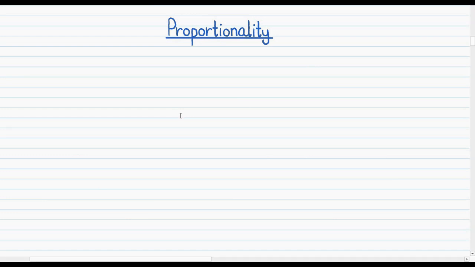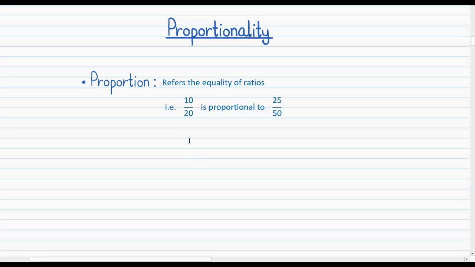So you've probably seen the word proportion a bunch of times before, but what does it exactly mean? Proportion just refers to the equality of ratios. For example, the ratio 10/20 is equal to the ratio of 25/50, since both of these will just simplify down to 1/2. Therefore, since the ratios are equal to each other, we can say that they're in proportion, or the two ratios are proportional.